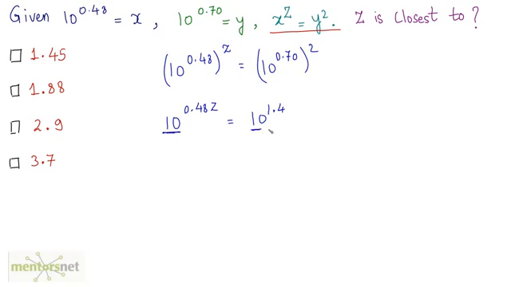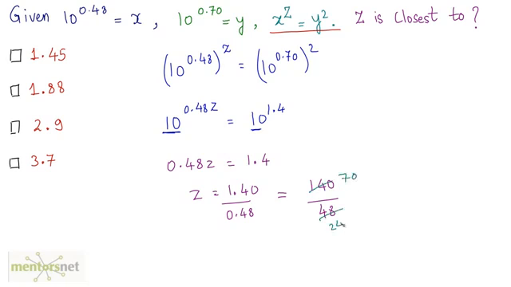So these numbers are the same, so I can equate the powers. So I can write 0.48z is equal to 1.4. Therefore z is equal to 1.4 by 0.48. Rather, I can say 1.40 divided by 0.48, and it is equivalent to 140 by 48. So dividing the numerator and denominator by 2, I get 70 and 24. Again divided by 2, 12, the numerator becomes 35. So 35 by 12.